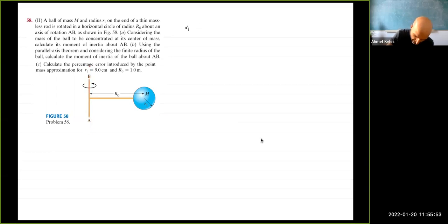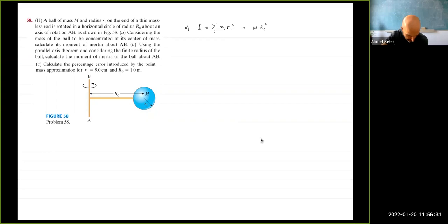I would say, okay, moment of inertia, let's first write the definition. It's the sum over all i of m_i r_i squared. But in this case, there's only one i and it's concentrated in the center. So I would say this is going to be equal to m times, and the distances are not squared, right? So that one was easy.